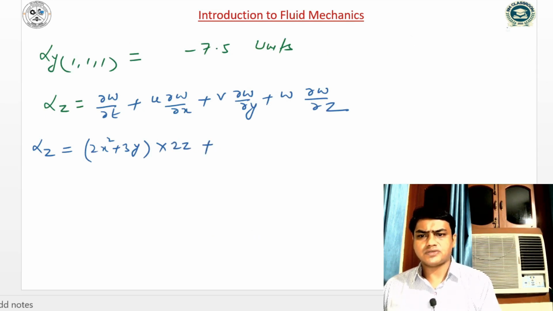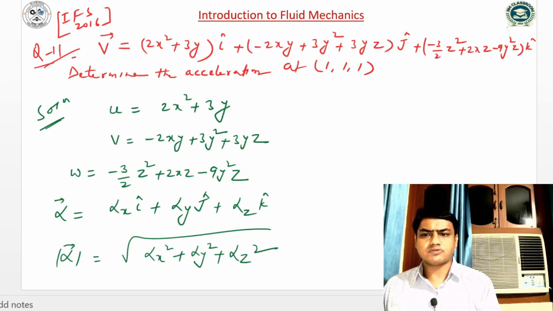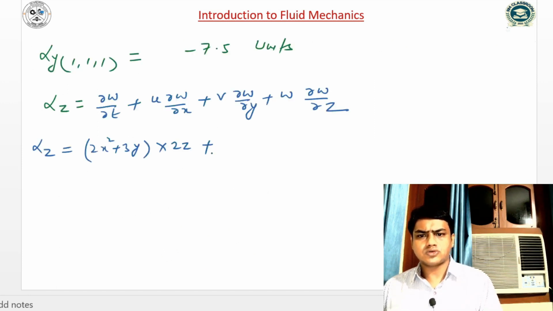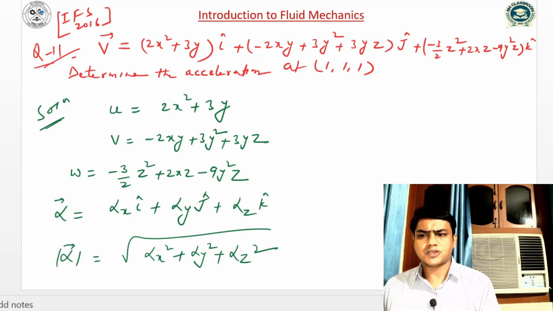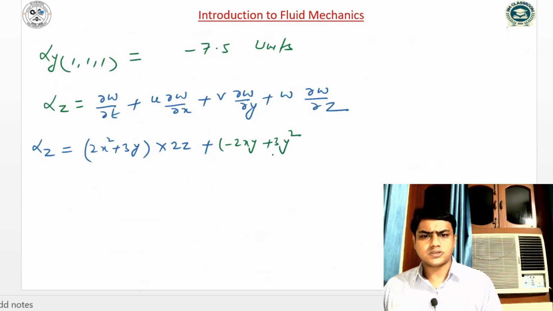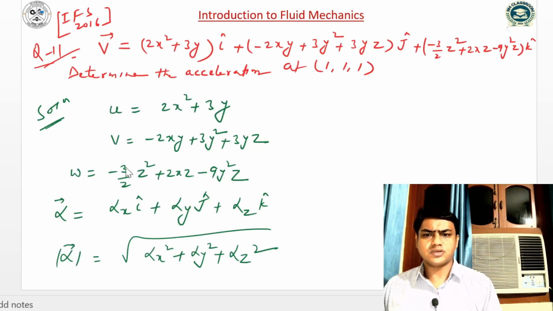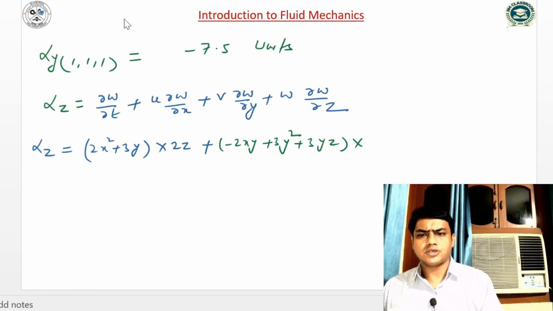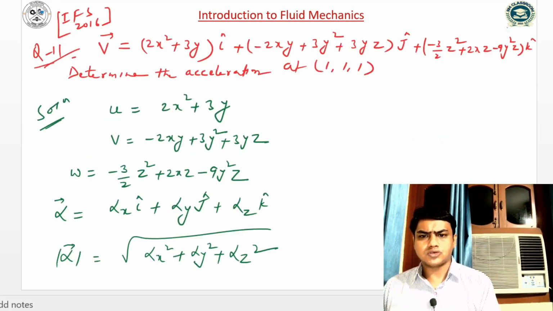Plus v. What is v? v is minus twice xy plus 3y square, plus 3yz, into del w by del y. So del w by del y is, this term is cancelled, so it will be minus 18yz, plus w.